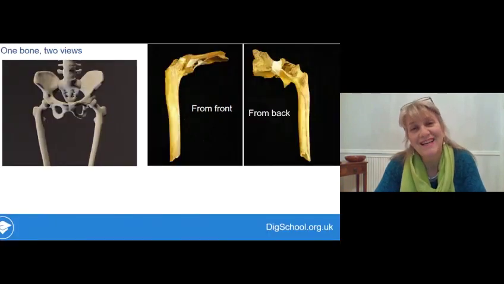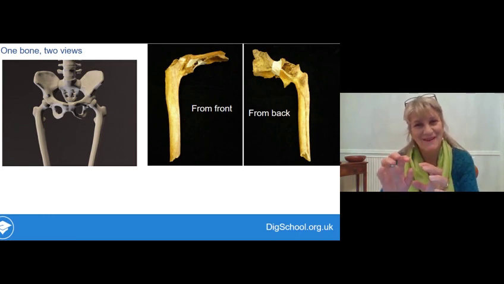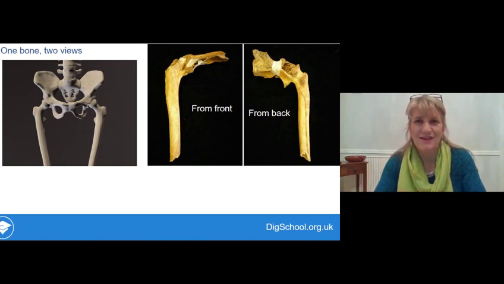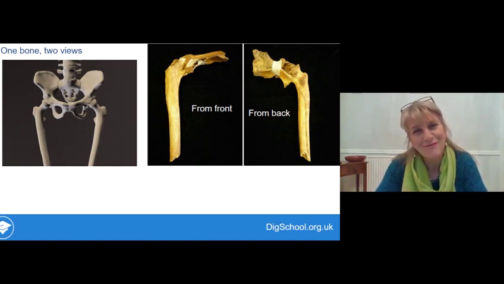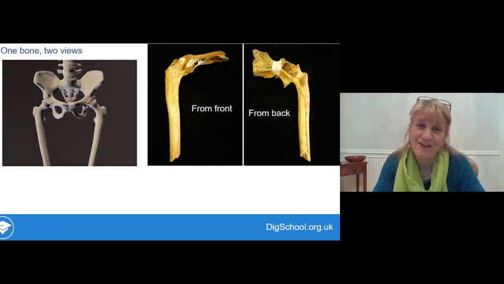So this is the next example. Have a look at this. Again, this is just one example, one photograph from the back and one from the front. So have a think about where you think this is from, what it's called, and what's abnormal about it. So you've had a chance to have a look at these.